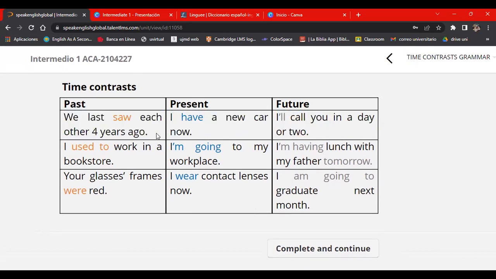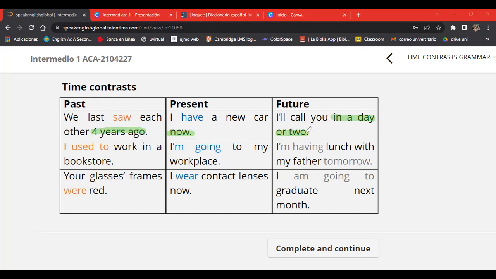Let's see these sentences. We last saw each other 4 years ago. Can you tell me which is the time expression? Which is the time expression? 4 years ago. I have a new car now. Which is the time expression? Now. And I'll call you in a day or two. A day or two. In this case, in. In a day or two. Now, I used to work in a bookstore. Can you find over here a time expression?